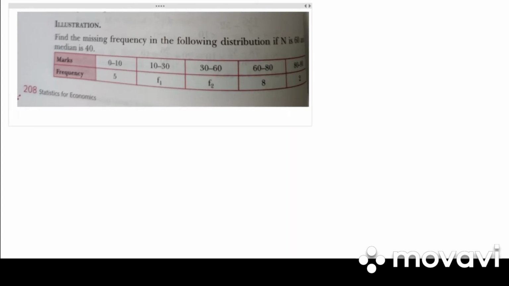Let us take one more illustration so that you could understand it in a better way. They have given us marks, they have given us frequency. So 0 to 10, 10 to 30, 30 to 60, 60 to 80, 80 to 90, with frequencies 5, F1, F2, 8, 2. They have given what is N. N is 60.